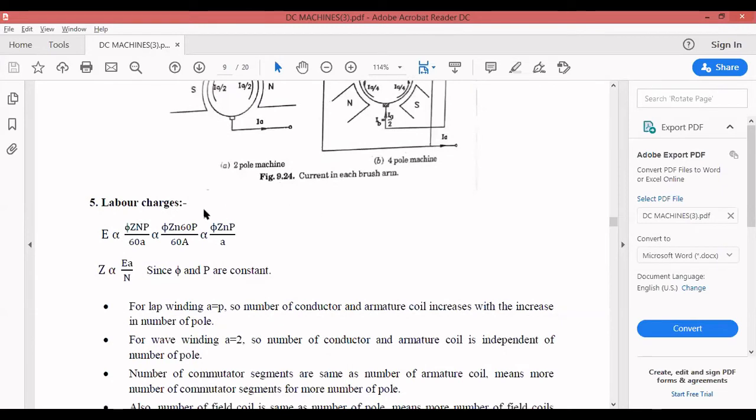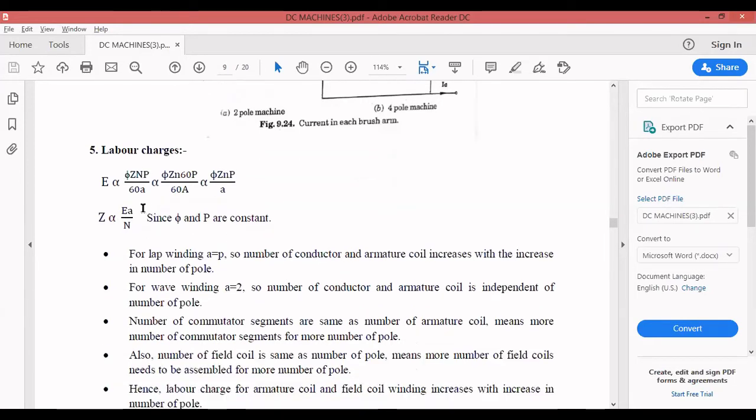Let us see the EMF equation. EMF generated E is proportional to φZNP by 60A for a DC machine. And N is nothing but RPM, convert into RPS, so N is equal to N by 60. So the 60s will get cancelled. Then EMF generated will be proportional to φZNP by A. If φ and P are constant, if flux and P are constant, then Z, the number of conductors, is proportional to EA divided by N, where E is the EMF generated, A is the number of parallel paths, and N is the speed. So this is not a capital N, this is a small n. Make a change here. This is a small n, A is not a capital N.